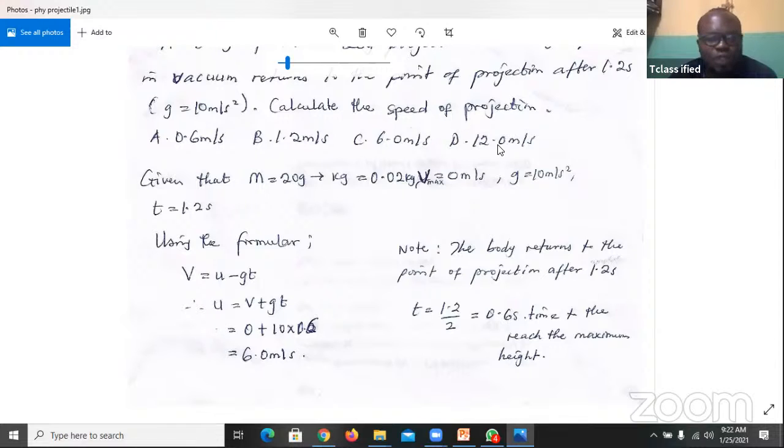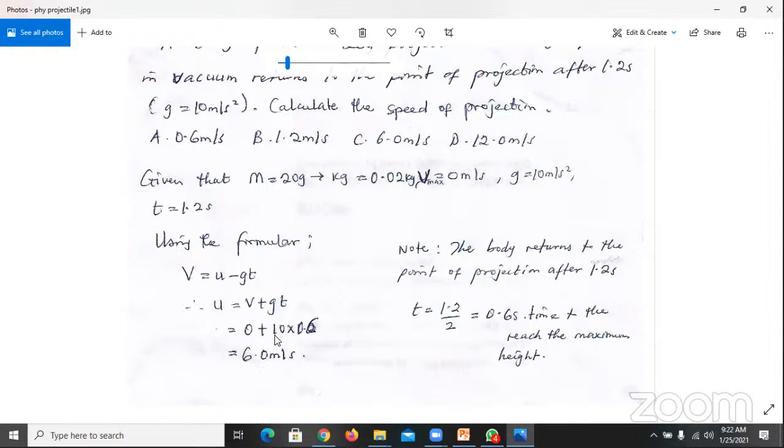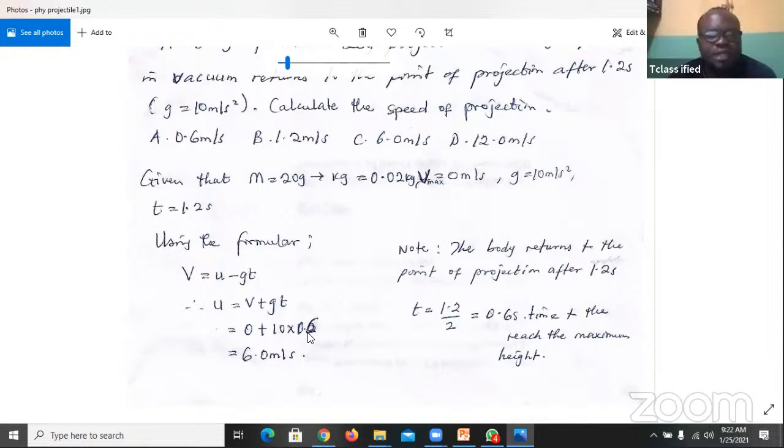What's the time it took to get to the maximum height? The total time is 1.2 seconds. But the time it took to get to the maximum height is simply the total time divided by 2, which is 0.6 seconds. And that's what we have here. So if you have 10 times 0.6, you have 6 meters per second. And that's why option A is the correct answer.